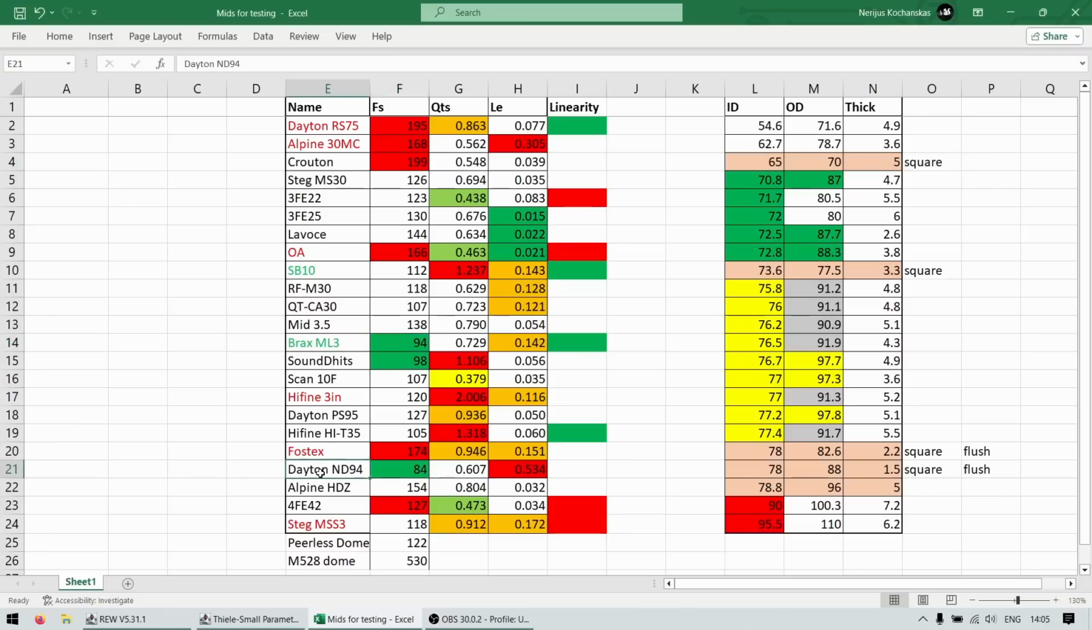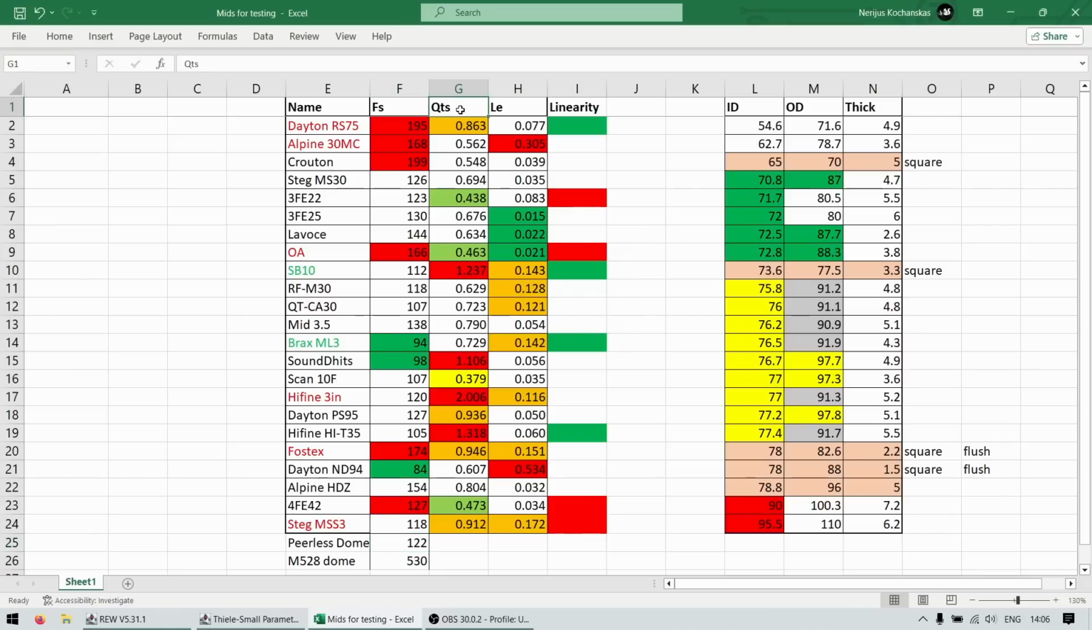And the other one is the Dayton ND94, which looks like a small subwoofer, that has even lower, like 84 hertz FS, so very, very low. So these just stand out. Now, as I mentioned, it doesn't mean that red is bad, green is good. It's just stuff that stands out from the rest, because we're trying to compare the drivers and look at how they are different. Now, all the other ones are very similar. Maybe this La Voce, 144, slightly higher than the others. But the rest is like 120, 130, 110, very, very similar numbers. I will upload this table as well, just for you to see.